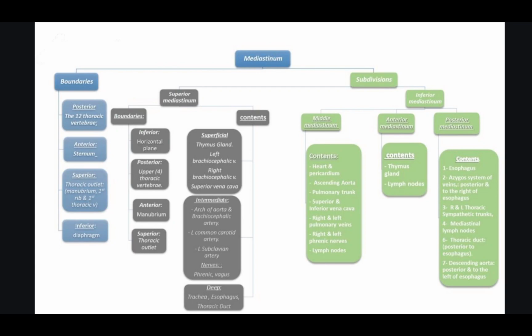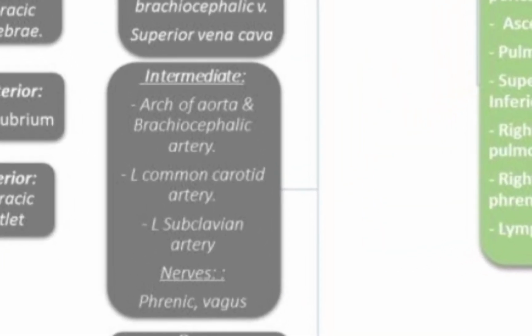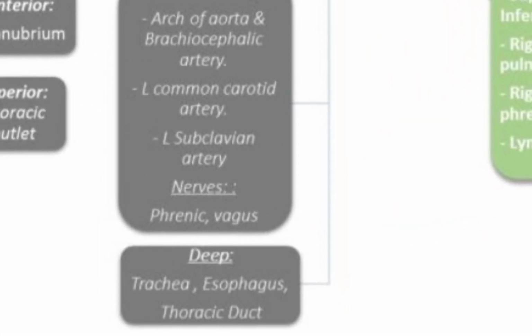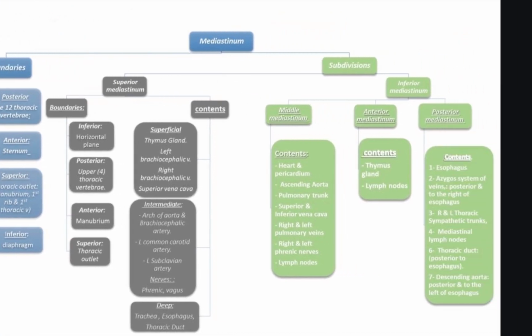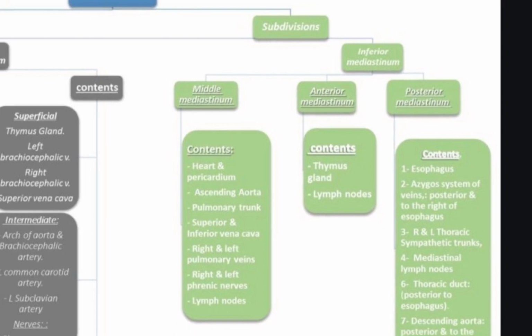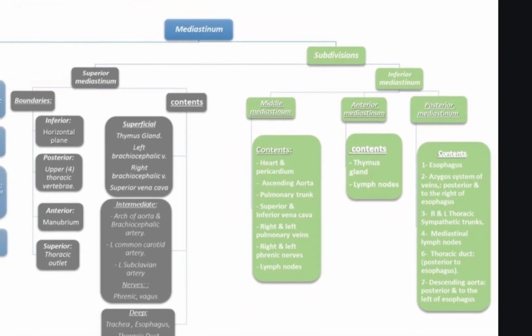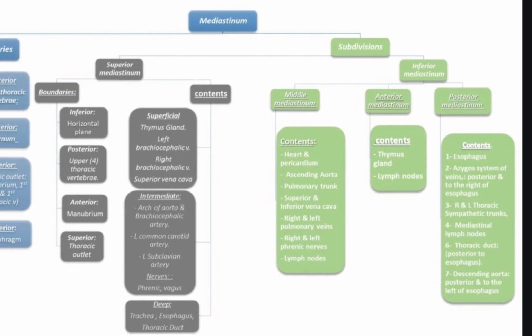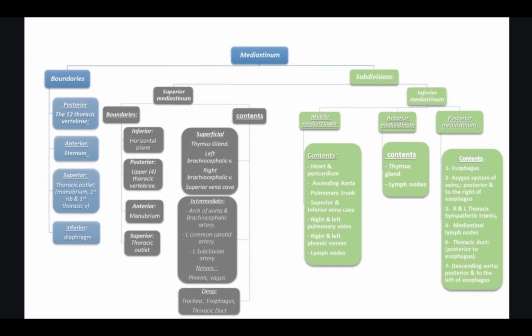Here I told you a very important thing: the anterior component of posterior inferior mediastinum is esophagus, but in superior mediastinum I told you that the esophagus is deep, but here it is in the superficial position. So inferior posterior mediastinum has esophagus, azygos system of veins, right and left thoracic sympathetic trunk, medial mediastinal lymph nodes and thoracic duct, and descending aorta. That's all. So these things.